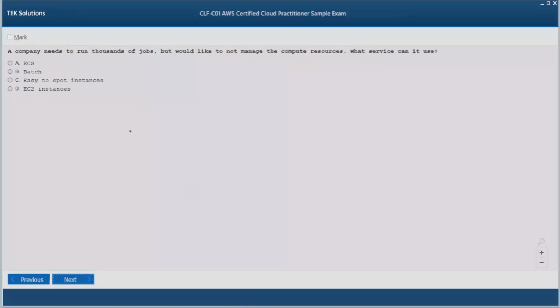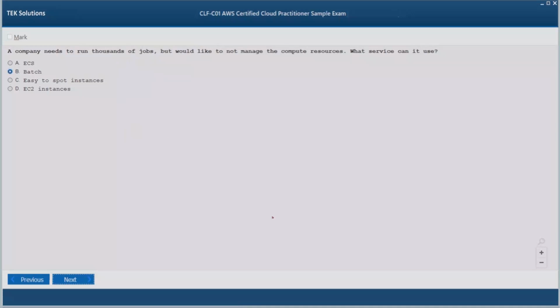A company needs to run thousands of jobs but would like to not manage the compute resources. What service can it use? A, ECS, B, Batch, C, EC2 Spot Instances, D, EC2 Instances. So running thousands of jobs but don't want to manage the compute resources. Thousands of jobs, and the answer is Batch.